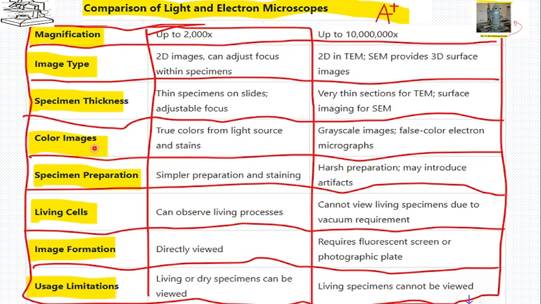The color, I told you, with light microscopy, you can get different colors, true colors. If it is blue, you will see it as blue. If it's green, you can see it as green.